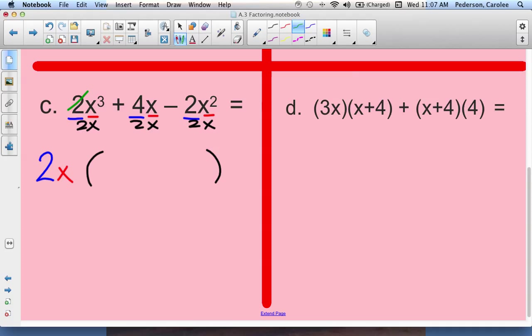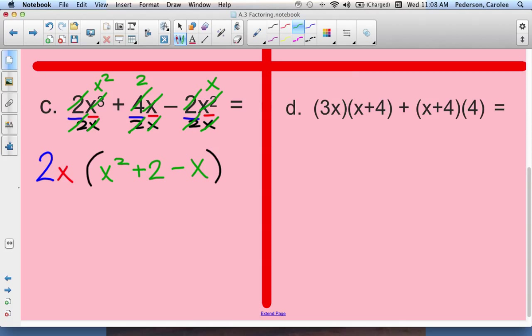So the 2's are going to cancel. You divide both by an x, so you're left with an x squared. So your first term is x squared. Going on to the next term, 4x divided by 2x. 4 divided by 2 is 2. X divided by x is 1, so you have plus 2. The last term, minus, and then 2 divided by 2 is 1. X squared divided by x is x.